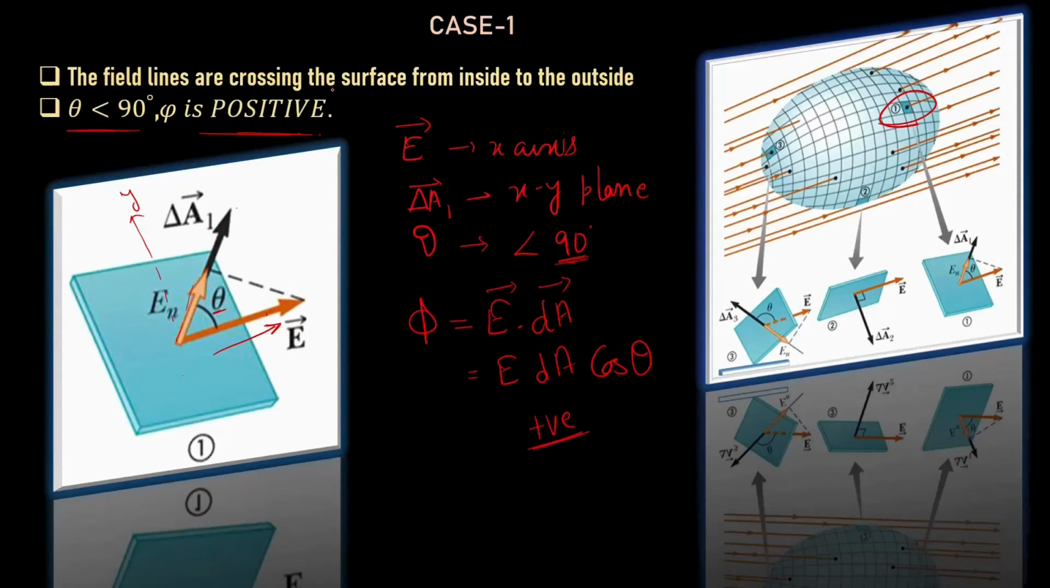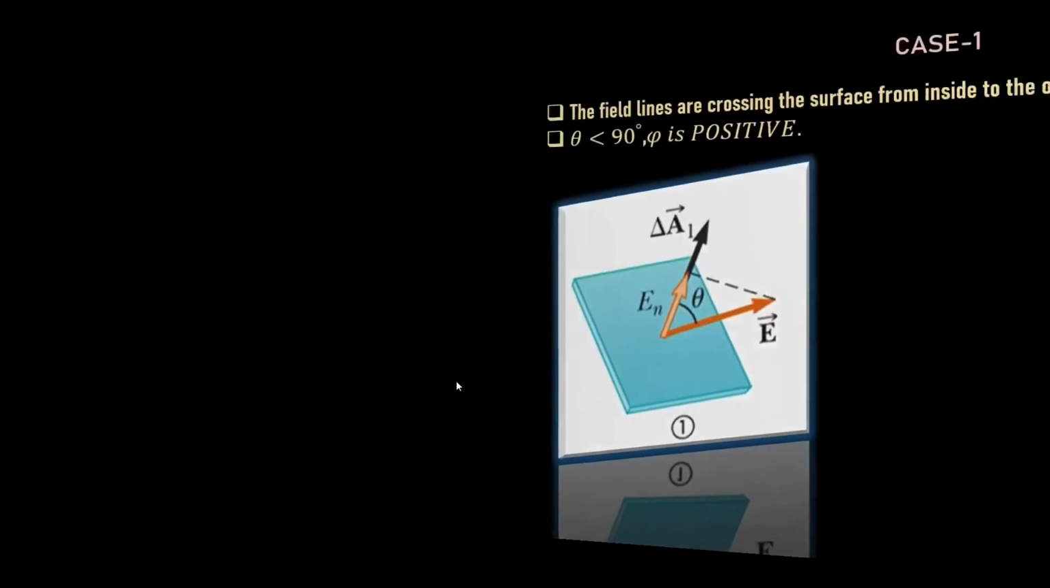That means when the field lines are crossing the surface from inside to the outside, here we are noticing they are pointing from inside to the outside. You have to keep this in mind; this is a very important point. Whenever the field lines are passing from inside to outside, as I told you in the previous video also, that flux will be a positive quantity.